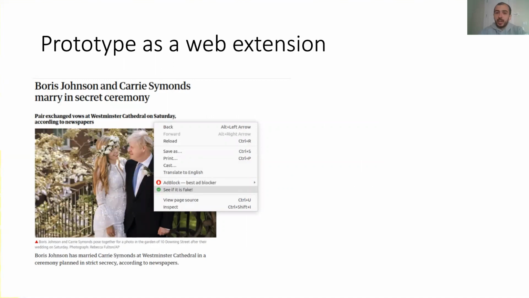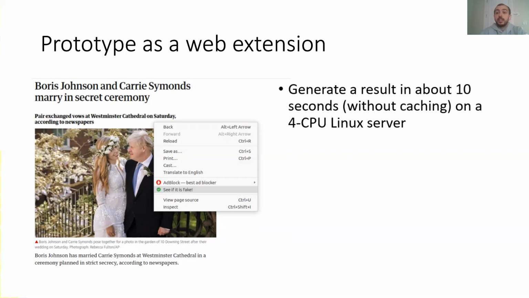We build a prototype as a browser extension for this classifier. Let's say we read this article saying Boris Johnson and Carrie Symonds marry in a secret ceremony, and we are wondering if it's a real or fake news article. We can click on any point on this article on the screen. We can do a right click and say, see if it is fake. We will be provided with a result in about 10 seconds, without caching, of course.